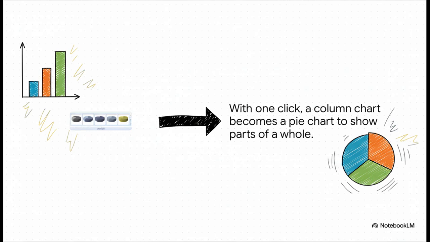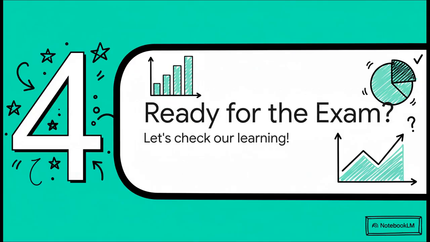Ta-da! Look at that. With just one click in that Design tab, we changed our column chart into a pie chart. Now, a pie chart is fantastic when you want to show how different parts make up a total, a whole. So, for example, you can see how much each quarter's sales make up the entire year's sales. Each little slice of the pie shows its share. It's so clear. All right, so you know how to make a chart, you know all its parts, and you even know how to make it look pretty. I think you're ready for the exam.